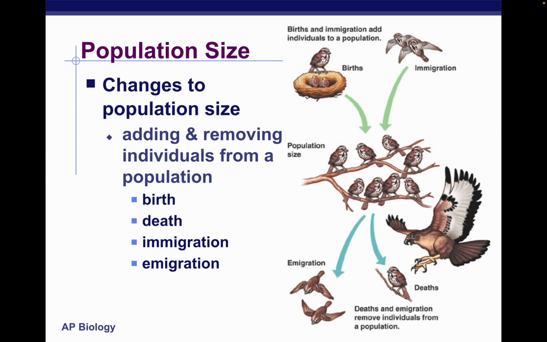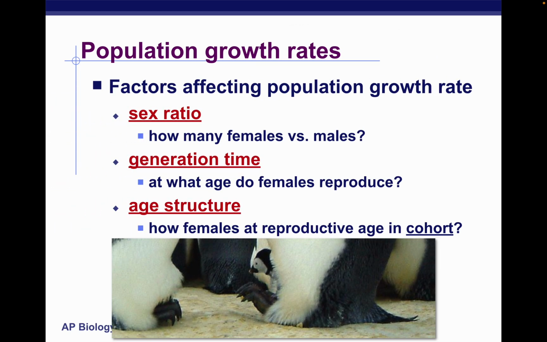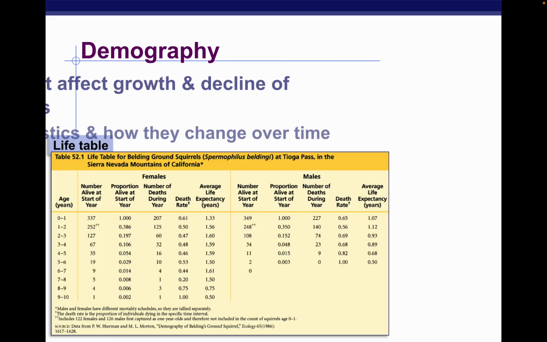Okay. So we're taking a look at population size. There's a lot of things that can change population size, right? Adding and removing individuals from a population: birth, death, immigration, emigration. This really brings us into Hardy-Weinberg. We think about those assumptions of Hardy-Weinberg, but population sizes can vary, okay? So we have population growth rates. Factors that affect a population growth rate are sex ratio, how many females versus males, generation time, at what age do females reproduce, and age structure, how many females at a reproductive age are in a cohort. So these are all really important things to consider with population growth rates.